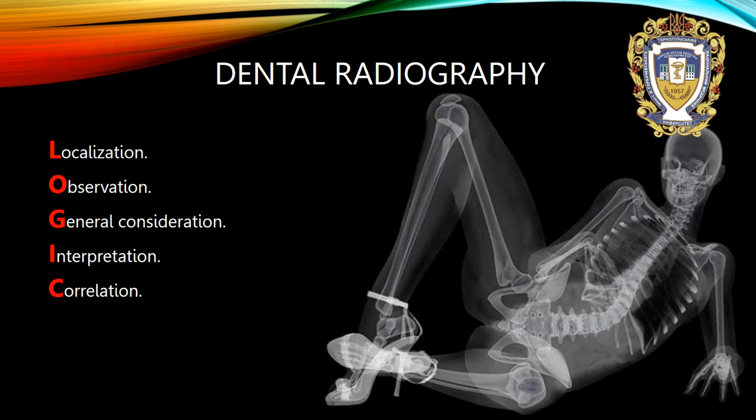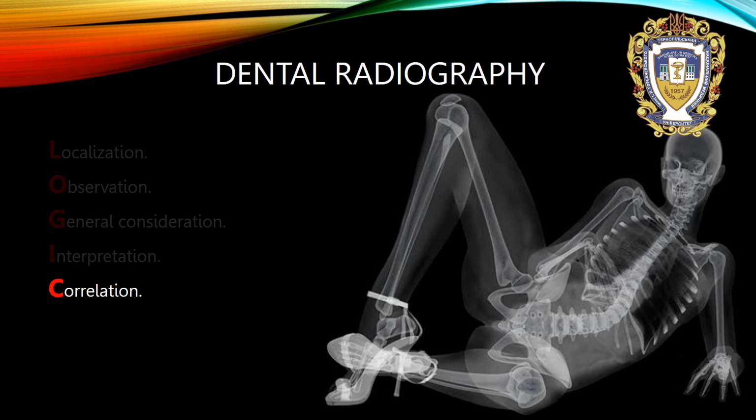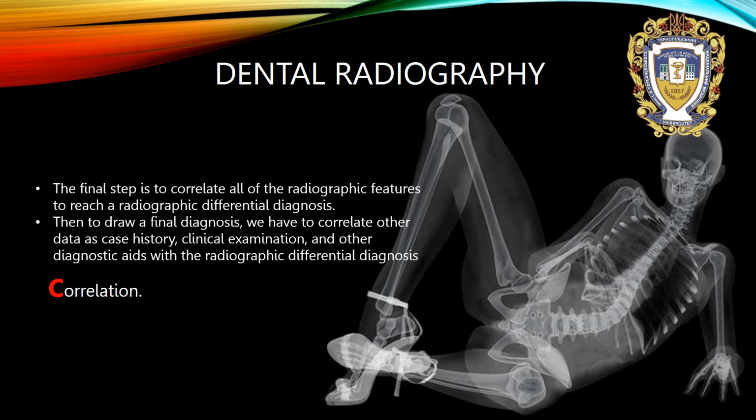And the last characteristic, correlation. The final step is to correlate all of the radiographic features to reach a radiographic differential diagnosis. Then, to draw a final diagnosis, we have to correlate other data such as case history, clinical examination, and other diagnostic aids with the radiographic differential diagnosis.